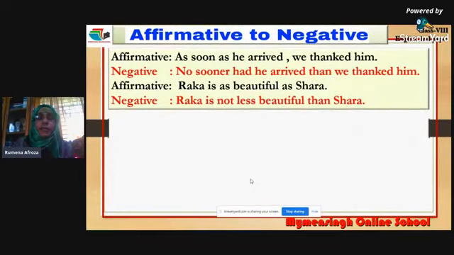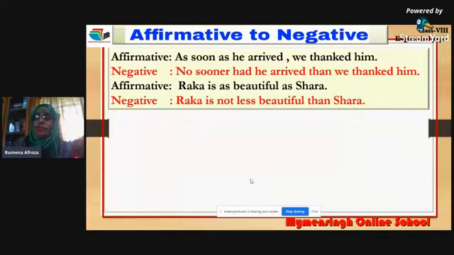Okay, next example is, "As soon as he arrived, we thanked him." "No sooner had he arrived than we thanked him." Look at the sentence. "As soon as he arrived, we thanked him." So what is the negative form? "No sooner had he arrived than we thanked him." What is the difference between these two sentences? Here in affirmative form, you find as soon as; in negative form, no sooner had.